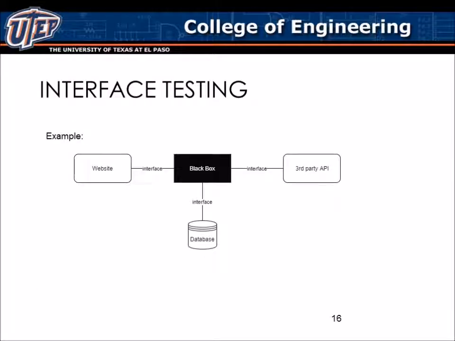In this slide, we have an example of a system using interfaces. In this case, we have a black box serving a website. The black box is also consuming services from a third-party application, and it's also retrieving data from a database. Each of those links between the black box and the subsystems is called an interface, which has got to be tested at all times.